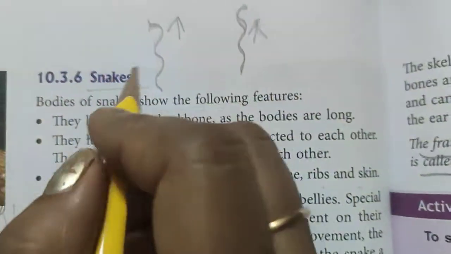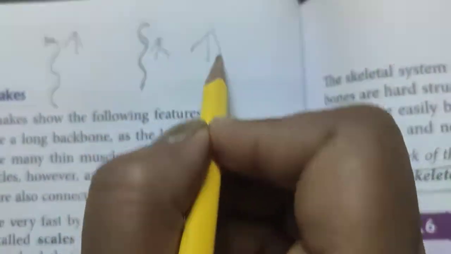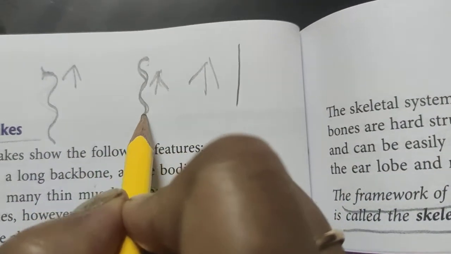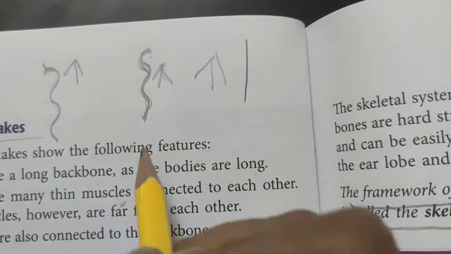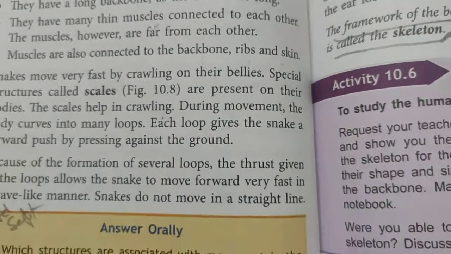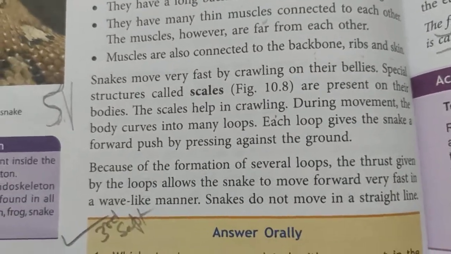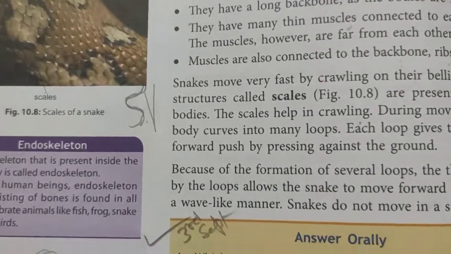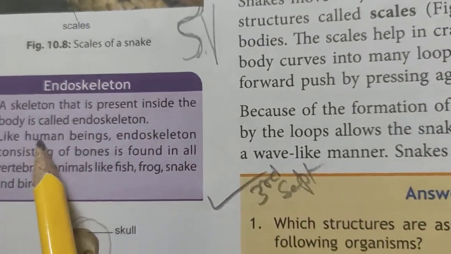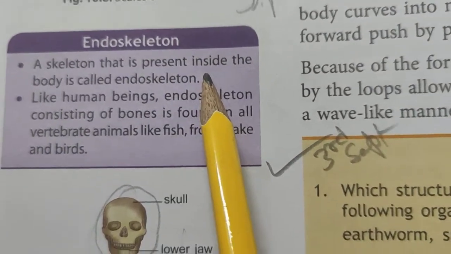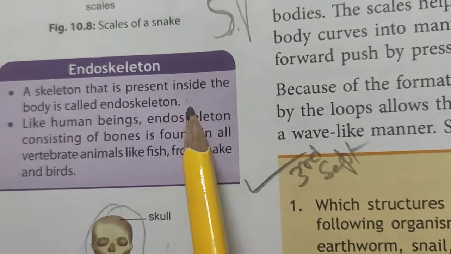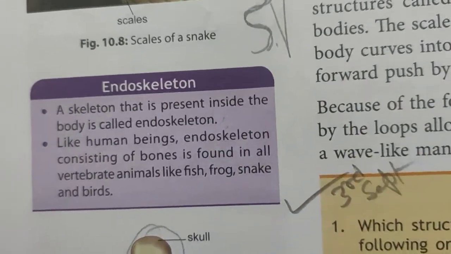And this snake, any snake, they do not move in a straight line, that it will move like this. No, it will always follow in a loop form. The snake always forms a loop form where they can move easily. Now let's come to know what is endoskeleton. A skeleton that is present inside the body is known as endoskeleton, whereas the skeleton present outside the body is known as exoskeleton, and it is present in cockroach.